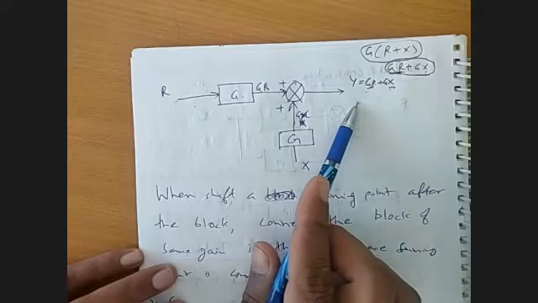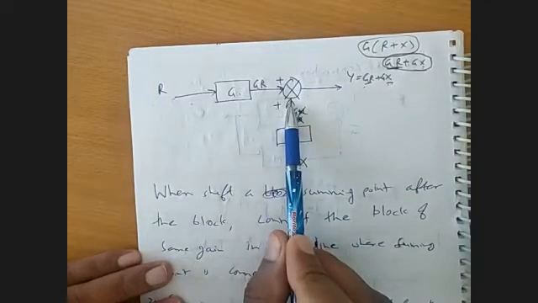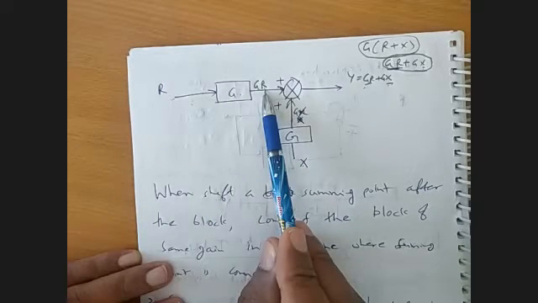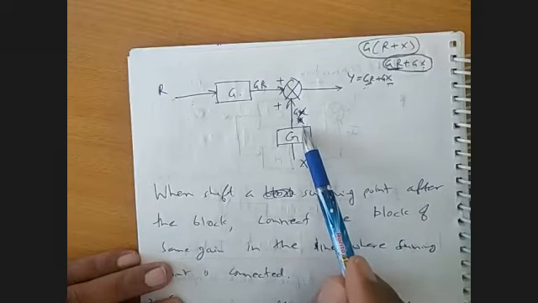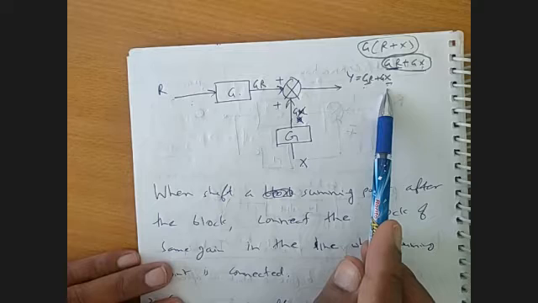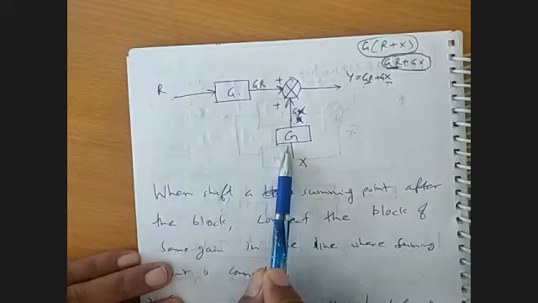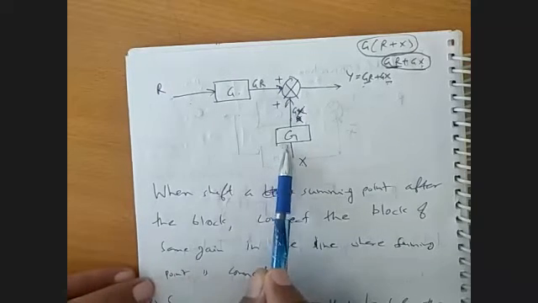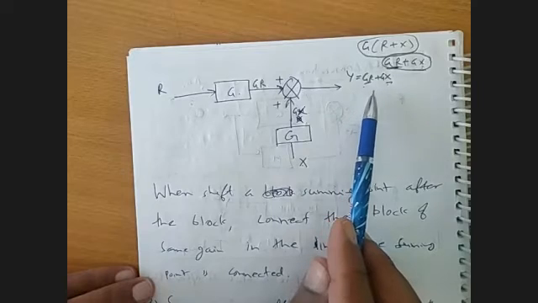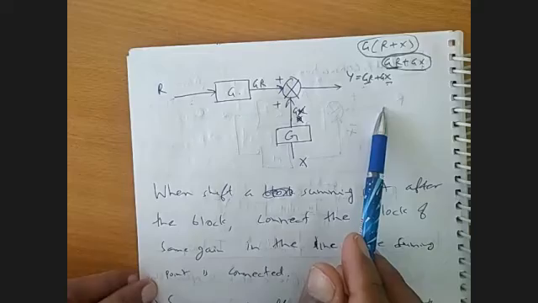So previously we are getting GR plus GX, and if we are shifting this block here, this will become R into G, that is GR, and this will become X. So we are getting GR plus X. That is not same as the previous case. So we require a block of gain G in this feedback path also. So it will become GX, and we get GR plus GX, that means G into (R plus X). So the signal will be becoming same.